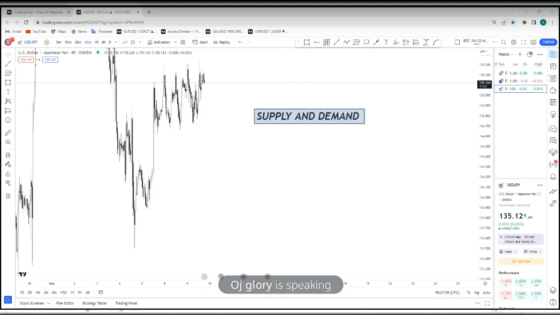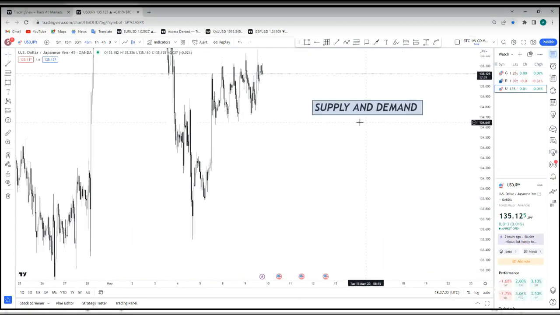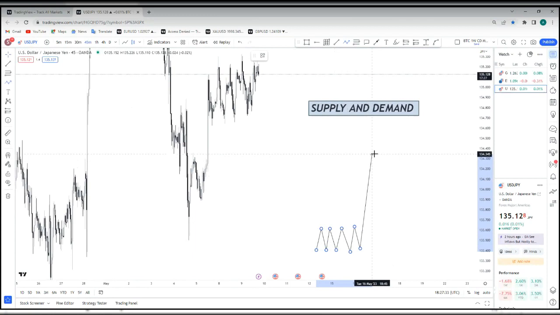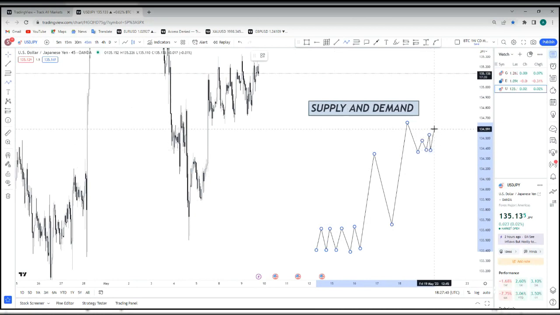Supply is an area where there are more sellers. Then demand is where there are more buyers. Let's just accept that. And let me say, demand is where the buyers kept their money. This is where they kept their money. Then supply is where the sellers kept their money. So they will have to come back for it and move.